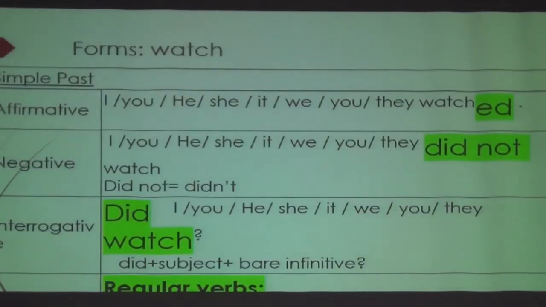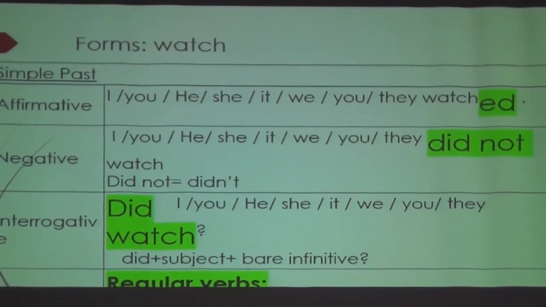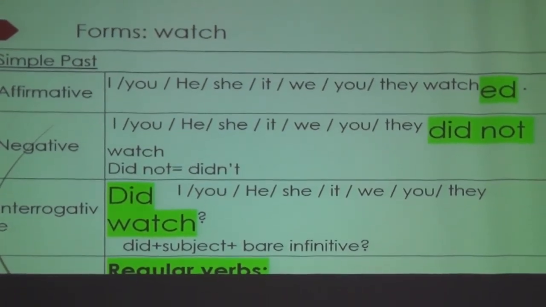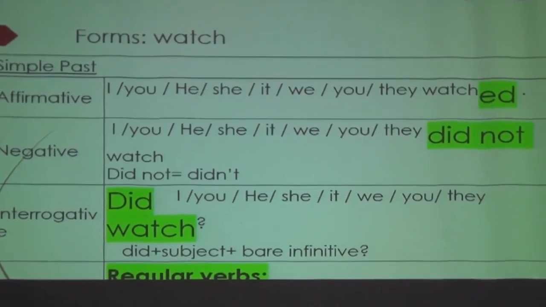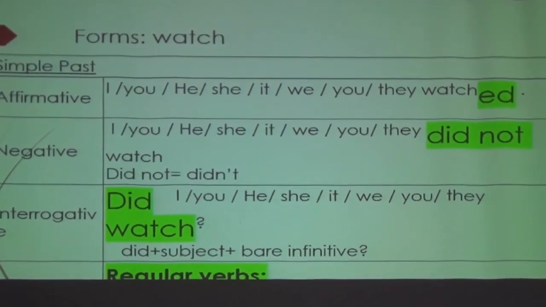Let's take the verb watch and try to see it in different forms. Affirmative, negative, and interrogative. For the affirmative, you have I, you, he, she, it, we, you, they, watched. So, there is no change. It's the same for all pronouns. Not like the present. For the past, it's the same for all of them.